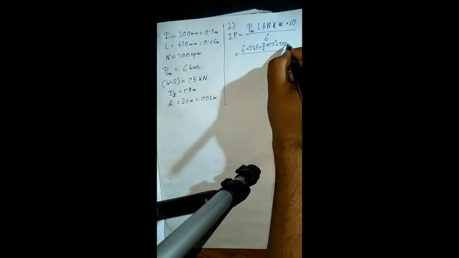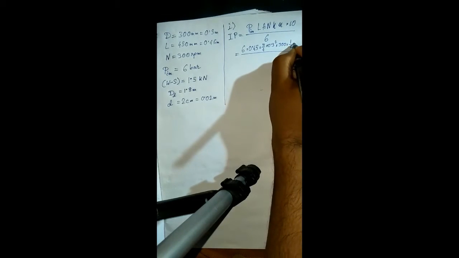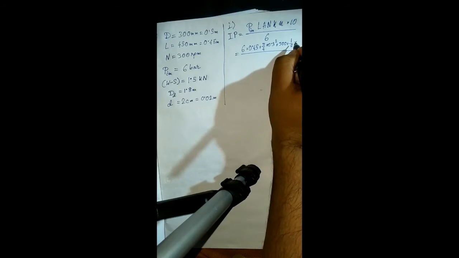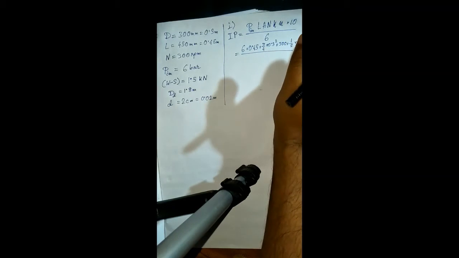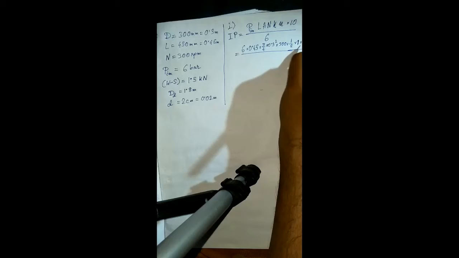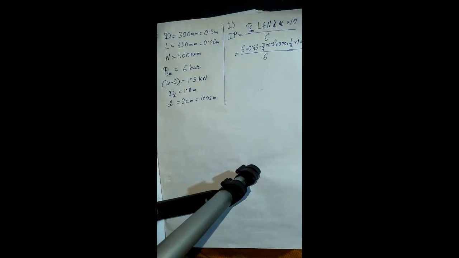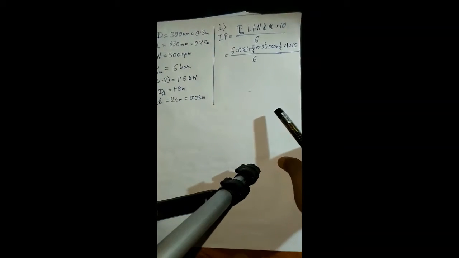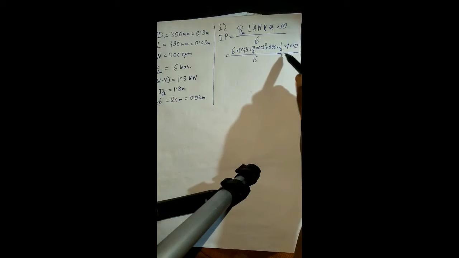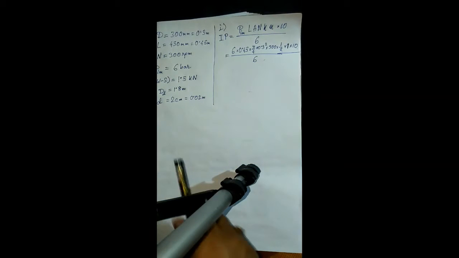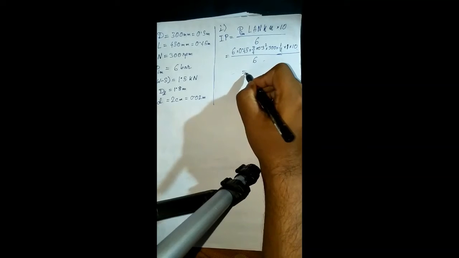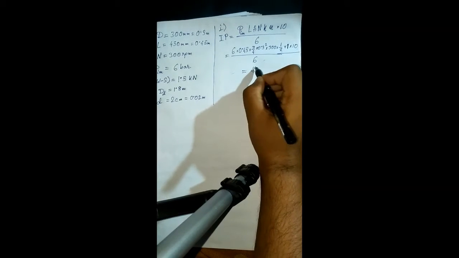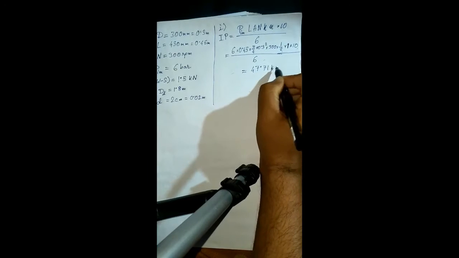K value is half because it's a 4-stroke engine. Number of cylinder is given, that is single cylinder, so that's why it's 1, and into 10 by 6. So the value of the indicated power becomes 47.71 kilowatt.